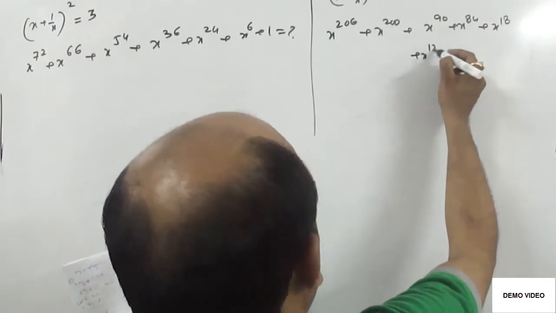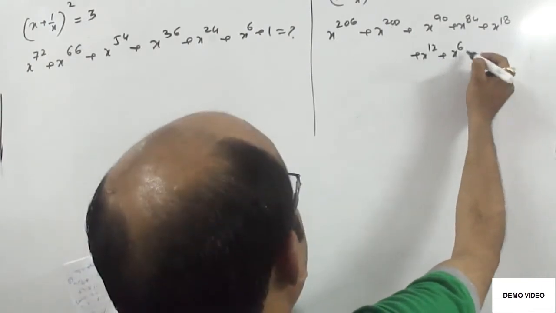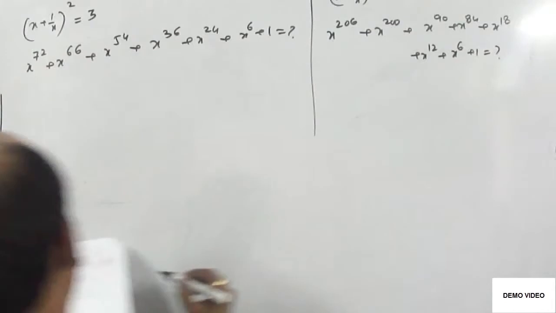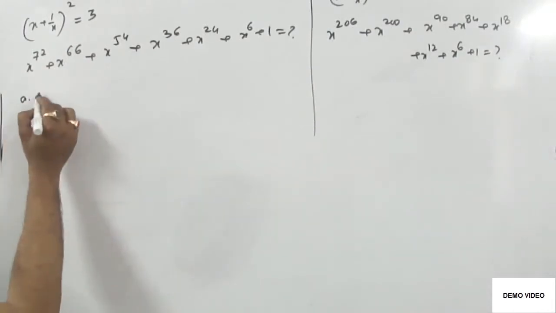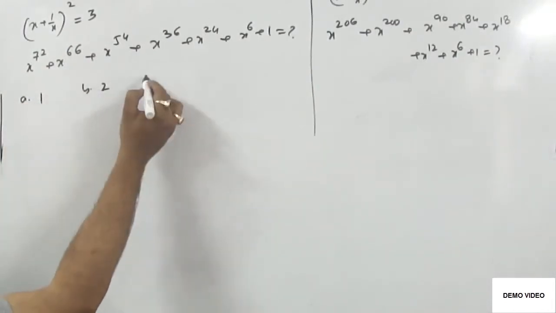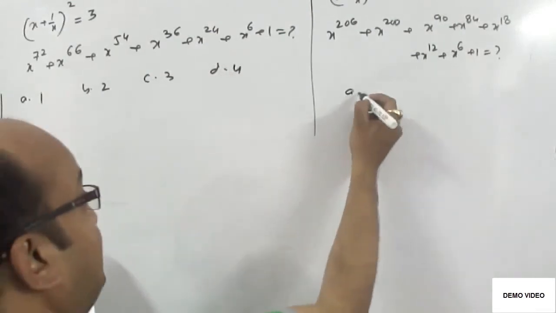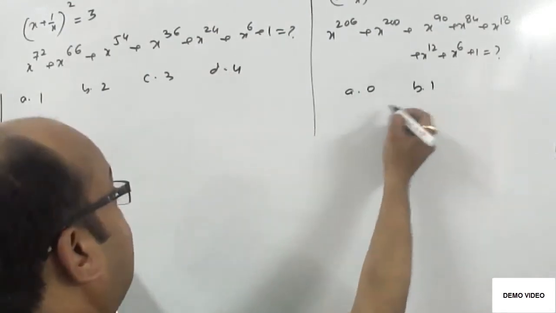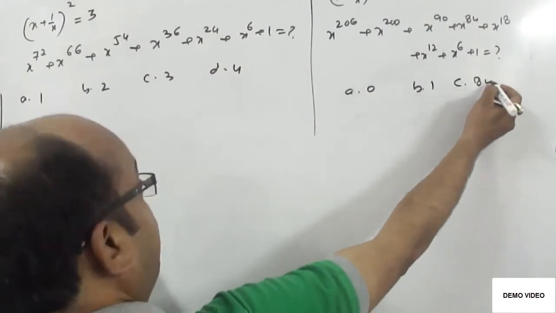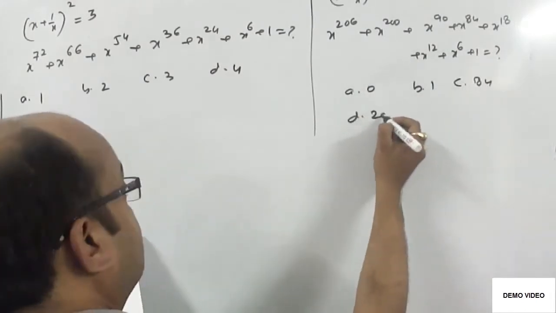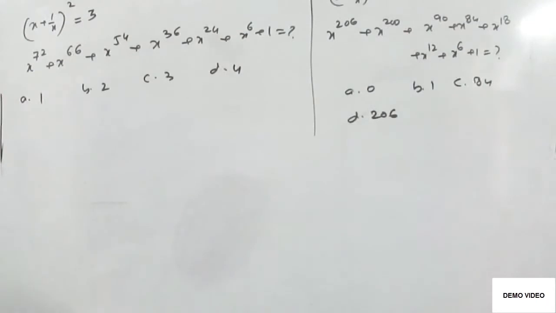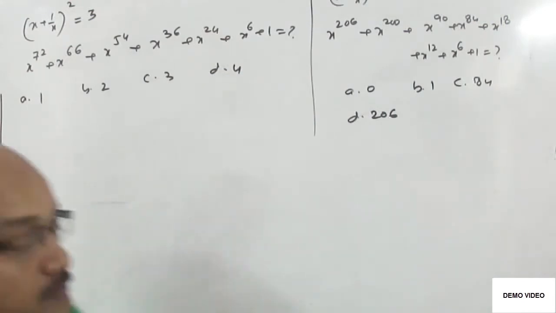We are given that (x + 1/x) whole square is 3. Open this square, it would be x square plus 1 upon x square plus 2 is equal to 3. Now take this 3 to this side, 2 minus 3 gives you minus 1. Take x square LCM. Now x to the power 4 plus 1 minus x square is 0. When this x square comes to this side, 0 multiplied by x square gives you 0.